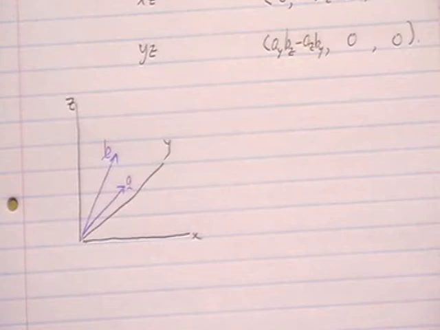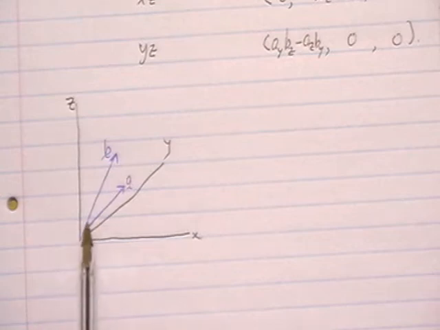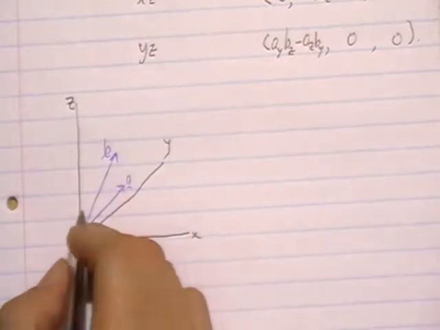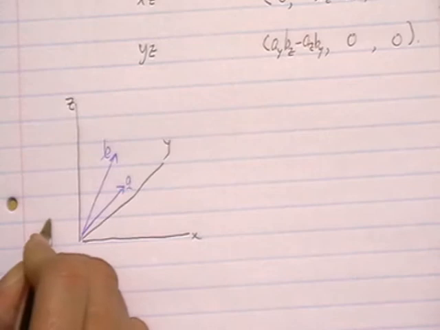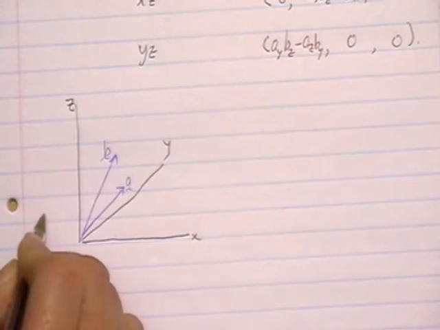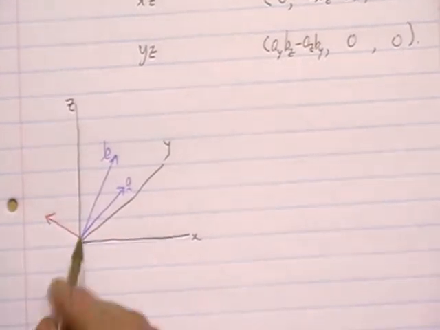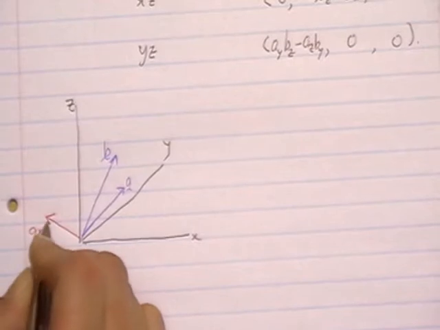Now, in this very general case, the cross product, as described before, must be perpendicular to both A and B. Now let me try and draw that as well. Let's say it is somewhere here in this direction. Okay, perpendicular to both A and B, A cross B.